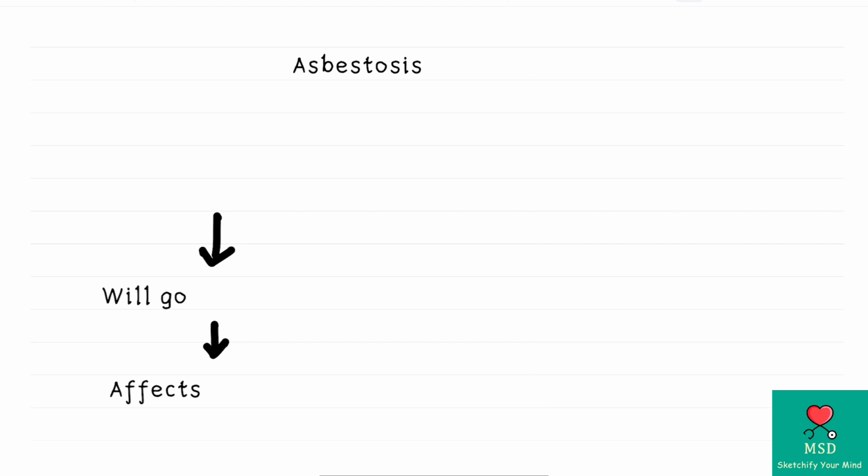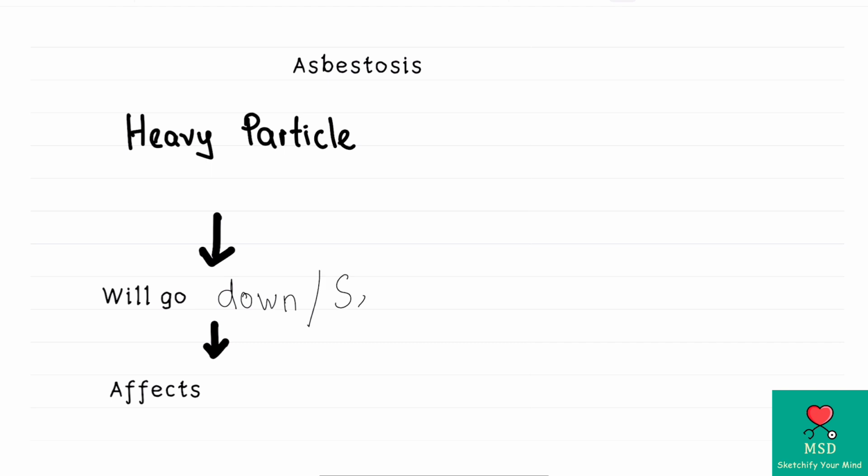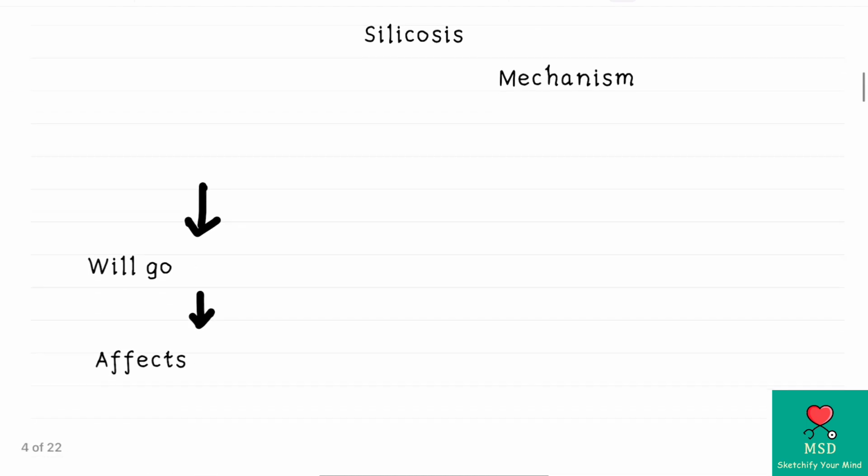Hi friends, today we are going to see about asbestosis, silicosis, and coal worker pneumoconiosis. First we will see about asbestosis. Asbestos particles are heavy, so they will go down, or we can say they will settle down. So it affects the lower lobe predominantly. Okay, this is asbestosis. Now we will see the same for silicosis.